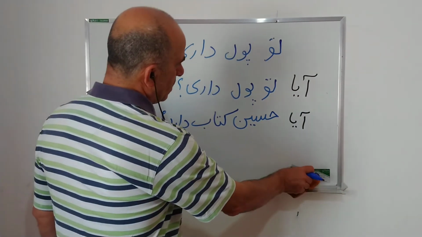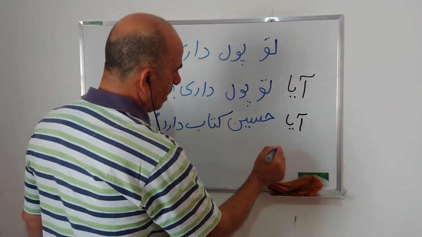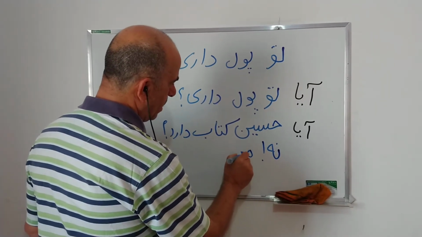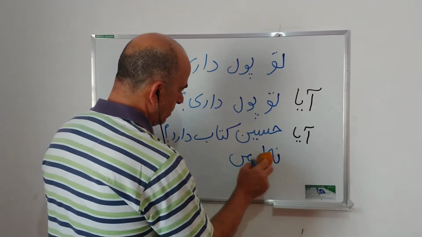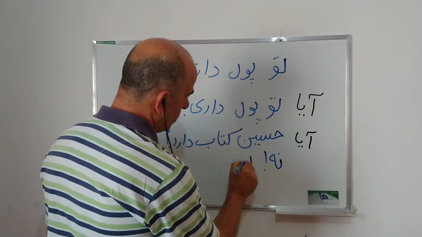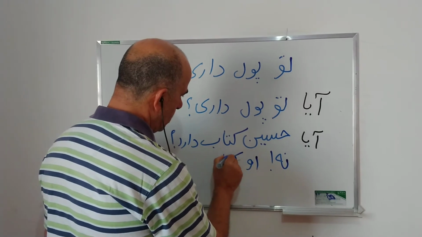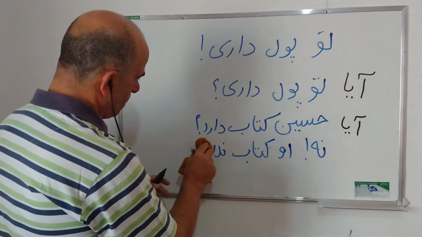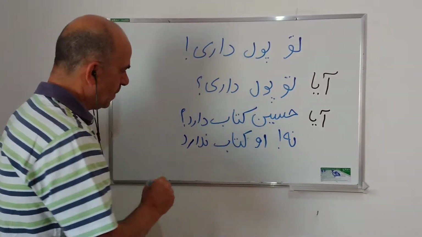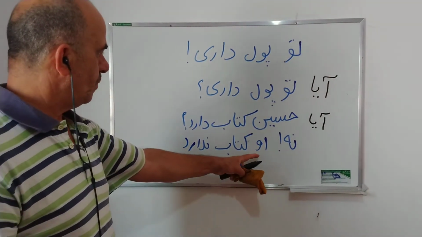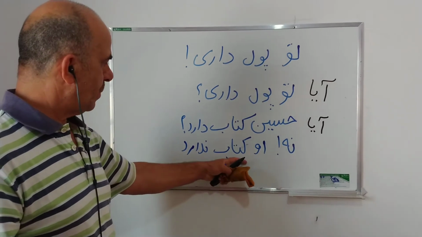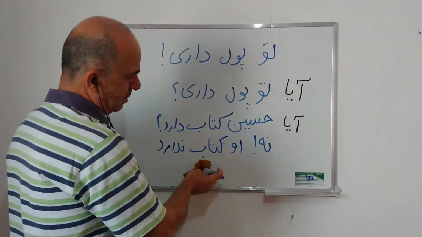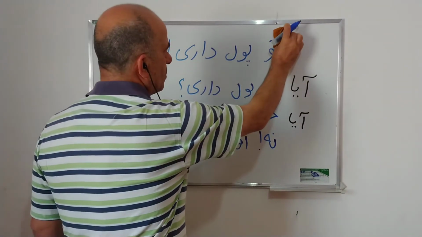So, na, the answer can be na. No, man. Sorry, Hussein. Oh, u kitab ندارد. نه او کتاب ندارد. No, he doesn't have the book. Okay, so here we know what book we're talking about.